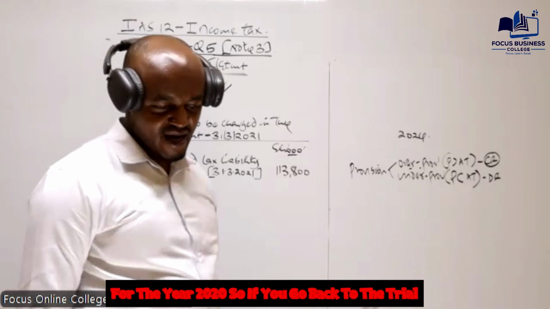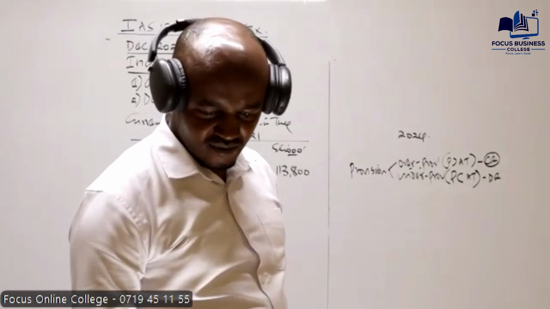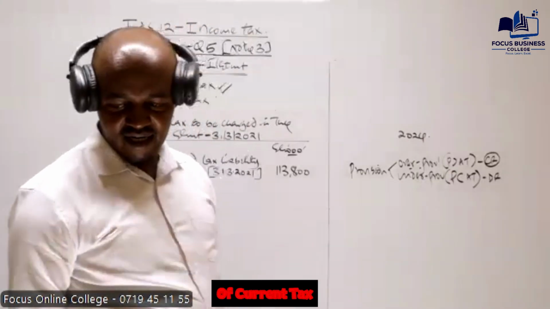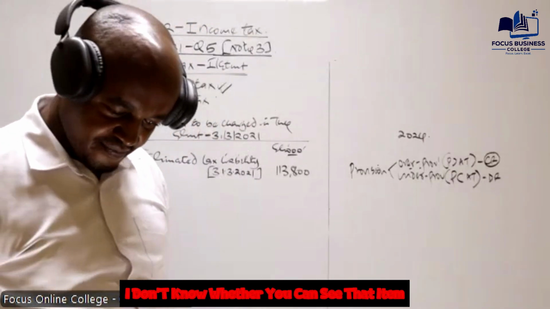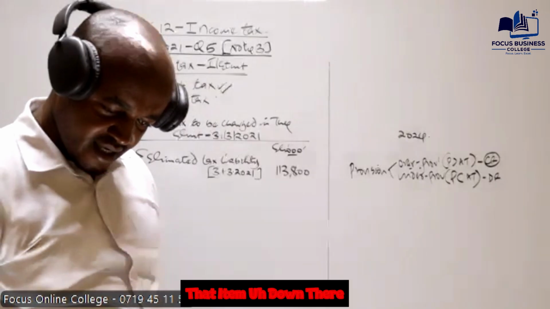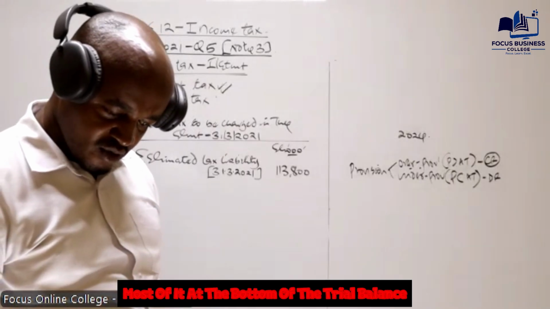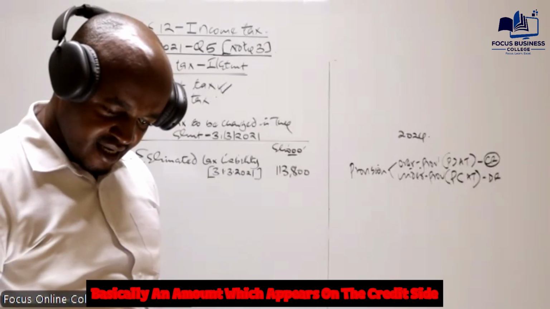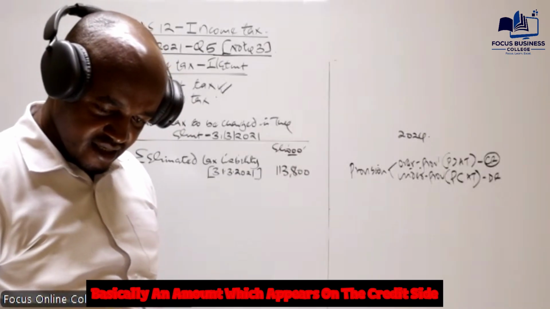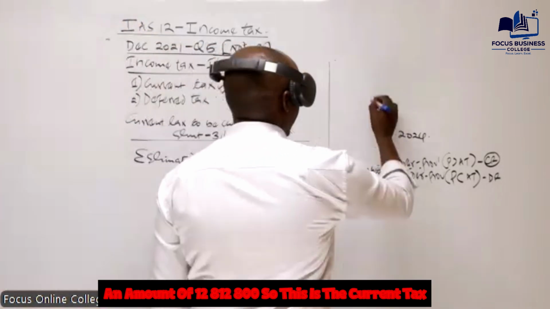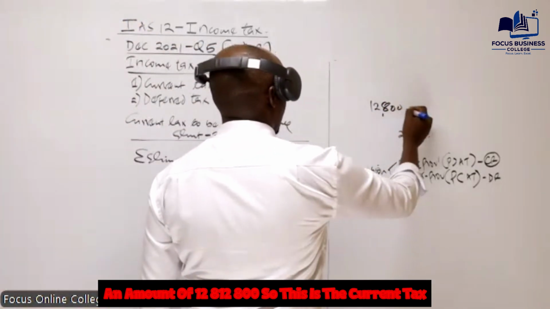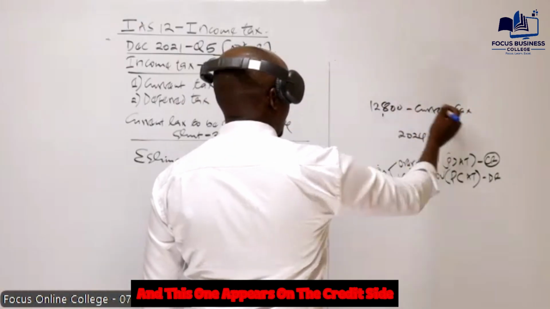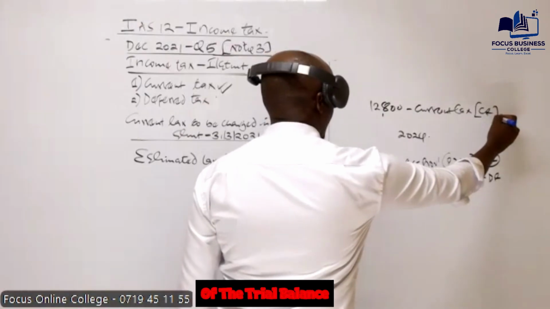So if you go back to the trial balance, there is an item we are given, current tax. I don't know whether you can see that item, down there almost at the bottom of the trial balance. So we have current tax, an amount which appears on the credit side, an amount of 12,800. So this is the current tax, and this one appears on the credit side of the trial balance.